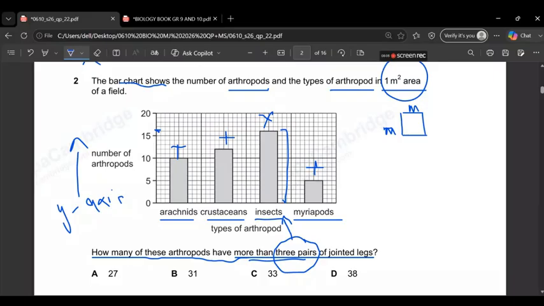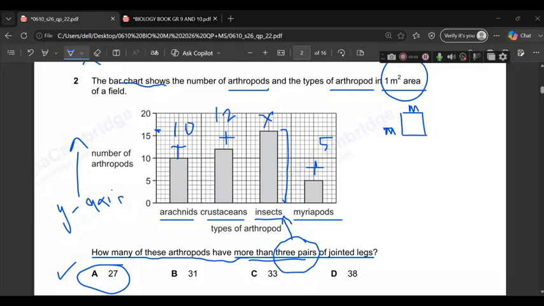So how many arachnids we have? We have 10. How many crustaceans we have? We have around 12. Yes, it's 12. And how many myriapods we have? We have 5. So how many altogether? 10 plus 12, 22. 22 plus 5, 27. So 27 will be your answer, for example. Of course, you're not going to take this much log in your examinations or in your practice, but since we are discussing the paper, I'm going slow for that.